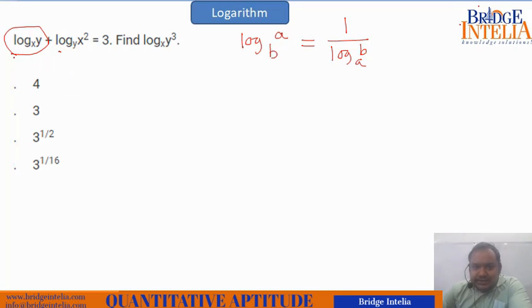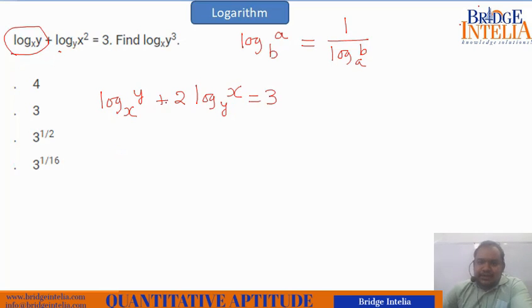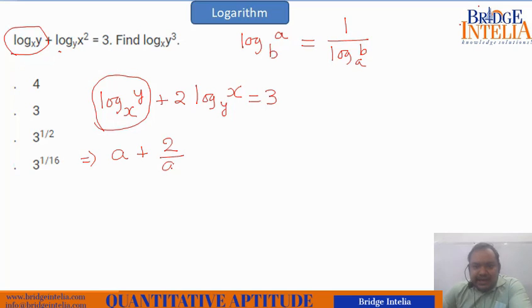So first of all, what is given to us? It is given to us that log y to the base x plus, if you take this 2 outside, it can be simply multiplied, 2 times log x to the base y is equal to 3. This is given to us. Now assume this to be equal to a. So I can say that a plus 2 by a is equal to 3, because log x to the base y is the reciprocal of log y to the base x. So if this is a, this is actually 1 by a.